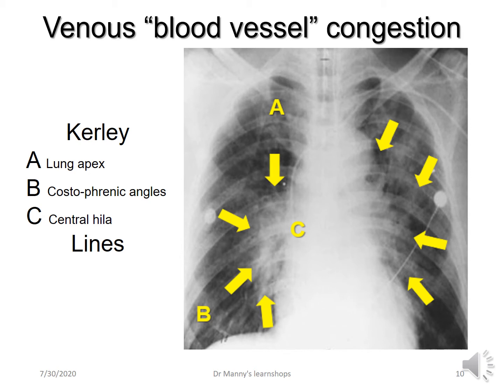Kerley B lines are located at the costophrenic angles, peripheral edema. Kerley C lines are located more centrally towards the hilar. The more common ones that you would see in relation to dependence of fluid would be Kerley B lines, which are located in the peripheries at the costophrenic angles.